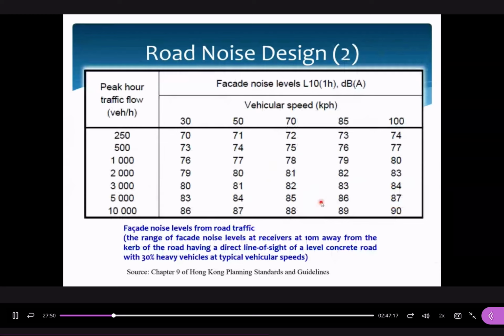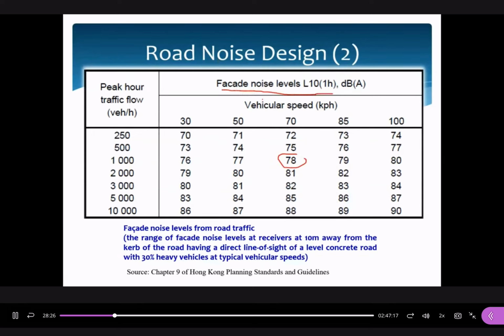This is general design information. For example, in this table, the y-axis, the vertical column here, is the peak hour traffic flow in vehicles per hour. If the traffic flow is 1,000 vehicles per hour and the vehicular speed is, let's say, 70, the value here is 78. Please pay attention. This is the facade noise level, L10 in 1 hour.